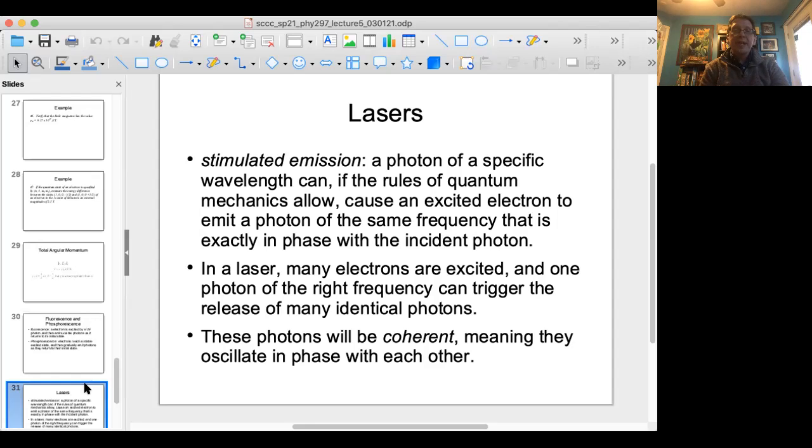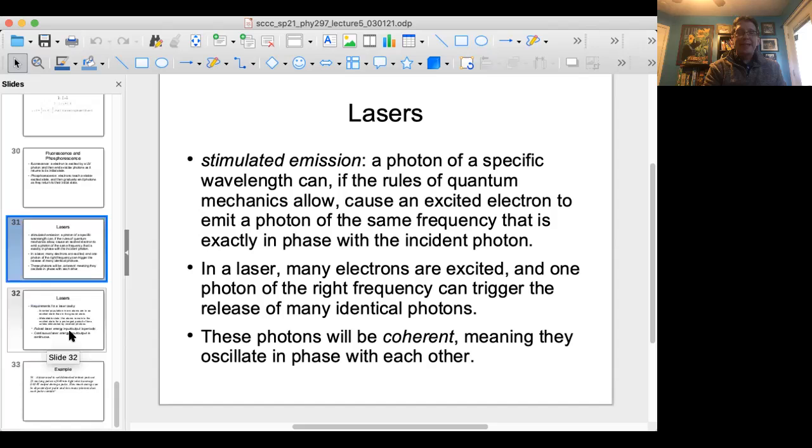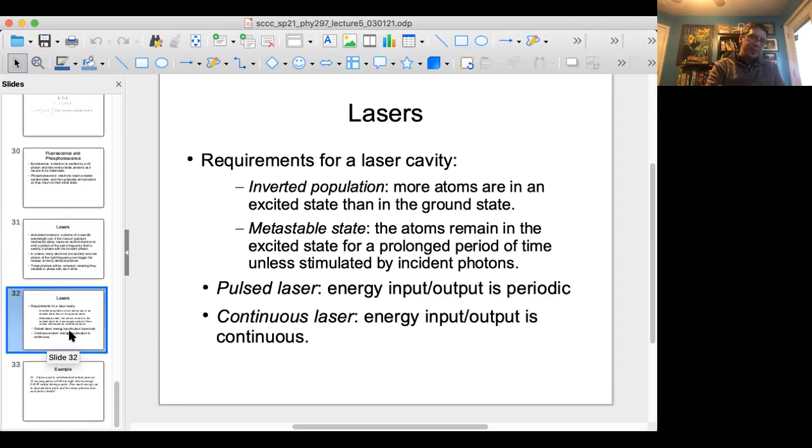So in a laser, many electrons are excited, and one photon of the right frequency can trigger the release of many identical photons. And when they're in phase with each other, that's called being coherent. So a laser emits coherent light of a specific wavelength, and all the light is in phase with each other. That makes it very convenient for doing optical experiments because it's easy to determine the interference pattern from a laser light.